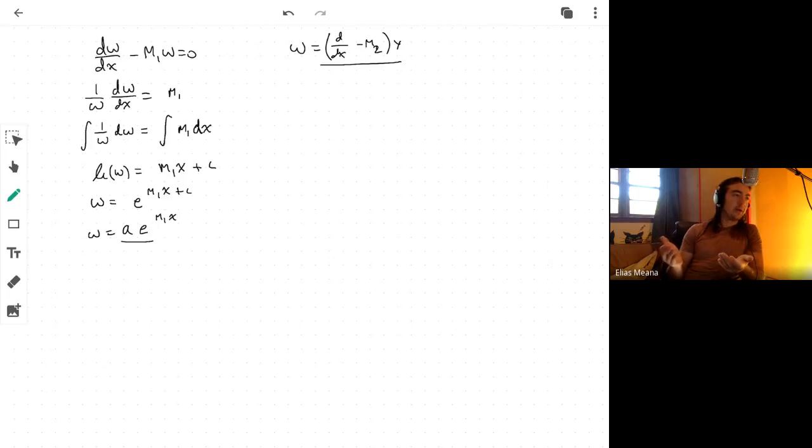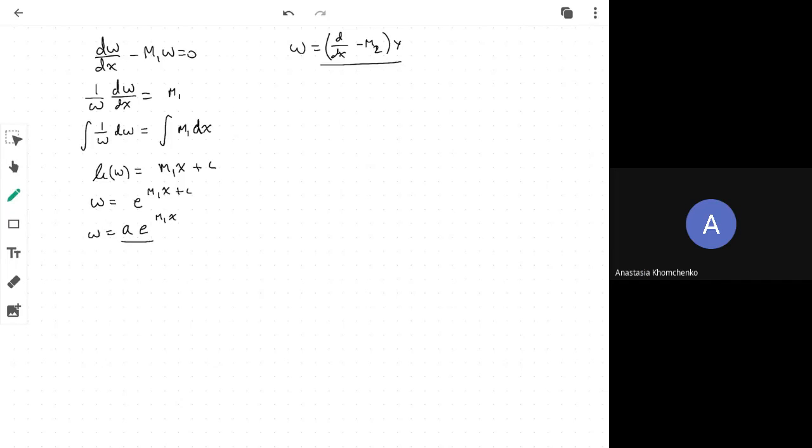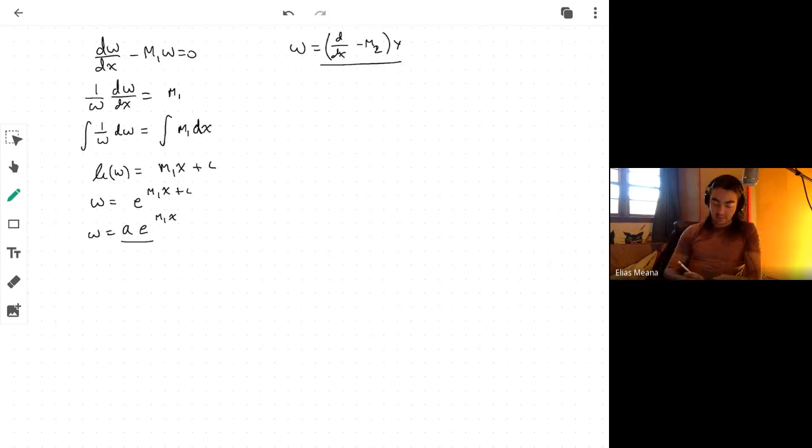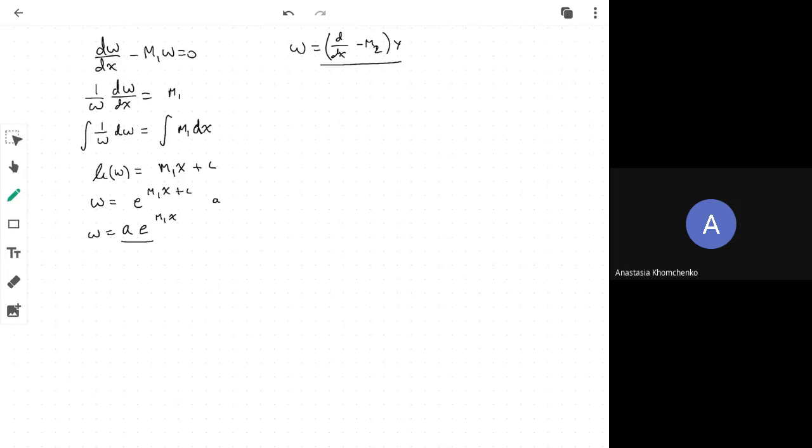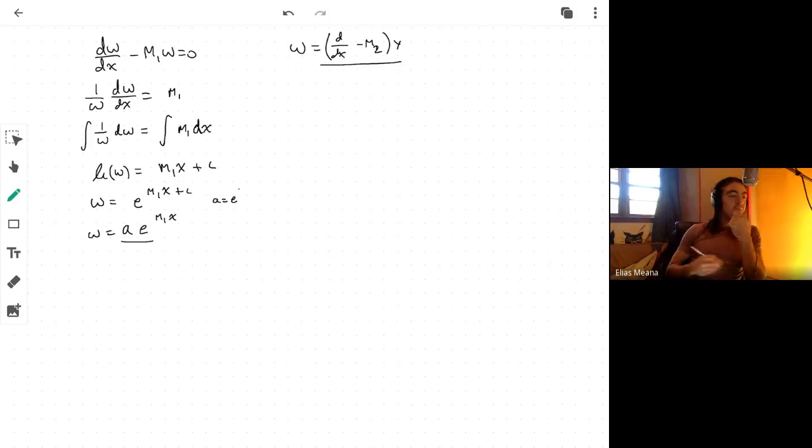There's supposed to be an underline under A e. There we go. I'm confused. Why are we using a? It's a constant. It's e to the c, right? Oh, okay. Sure. Just as we've done before, I'm just using a lowercase a instead of a capital A.